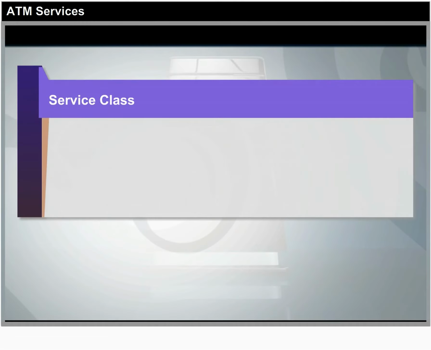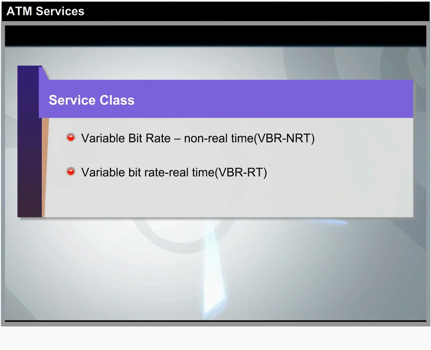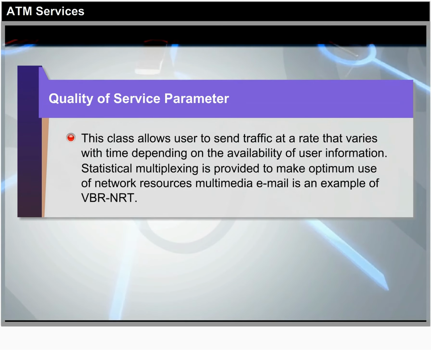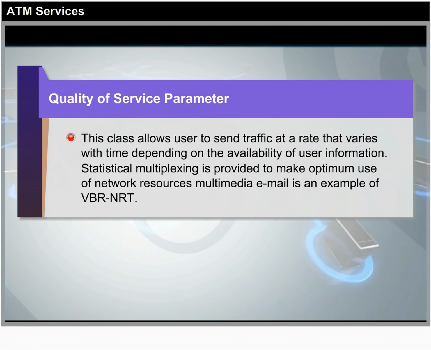Service class: variable bit rate non-real time, VBR-NRT, and variable bit rate real time, VBR-RT. Quality of service parameter: this class allows users to send traffic at a rate that varies with time depending on the availability of user information. Statistical multiplexing is provided to make optimum use of network resources. Multimedia email is an example of VBR-NRT.